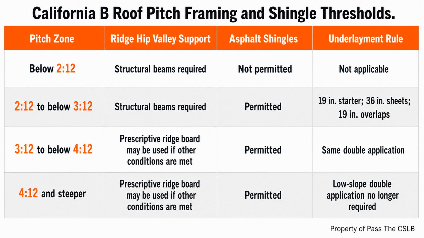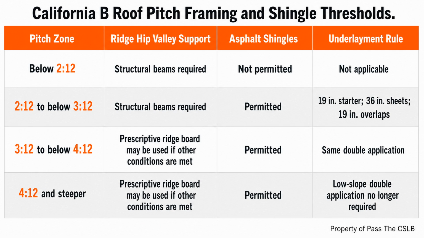A roof that rises 3 units for every 12 units of horizontal run sits on one side of a California prescriptive framing threshold. A roof that rises just under 3 units for the same run sits on the other side. The difference is not a matter of calling the roof a little flatter. It changes whether the ridge, hip, and valley support can remain a prescriptive framing interface or must be designed as a structural beam. Pitch is simply rise, compared with run.